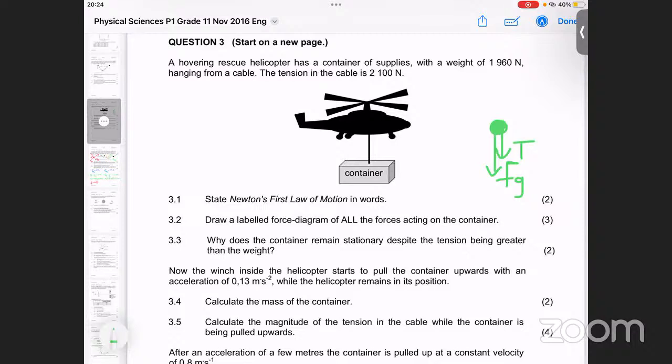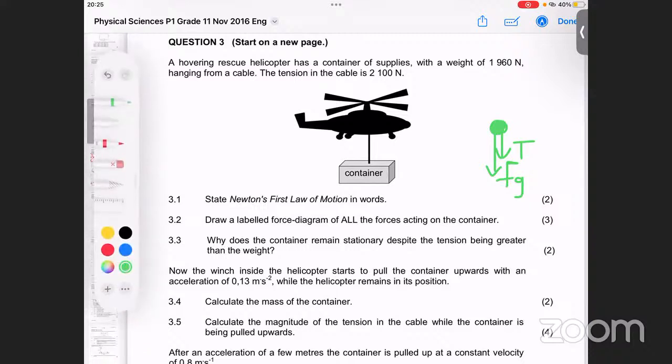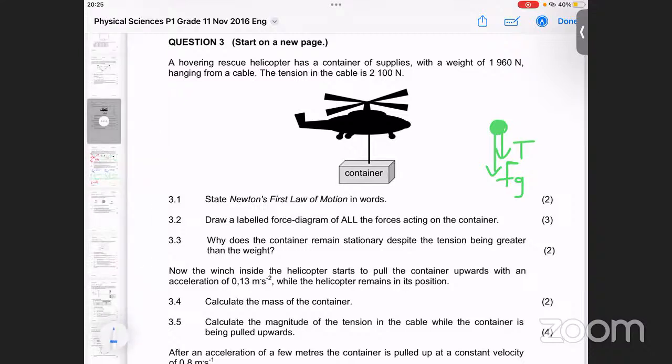Okay. Another one. Who was speaking there? Was it you, Chiro? Yes, sir. Okay. Another one. Sir, for me, Fg is fine downwards, but for me, tension will have to be upwards. That's what I believe. Okay, so we have that being Fg, and then we have the tension going up. This is what you are saying. Yes, sir.